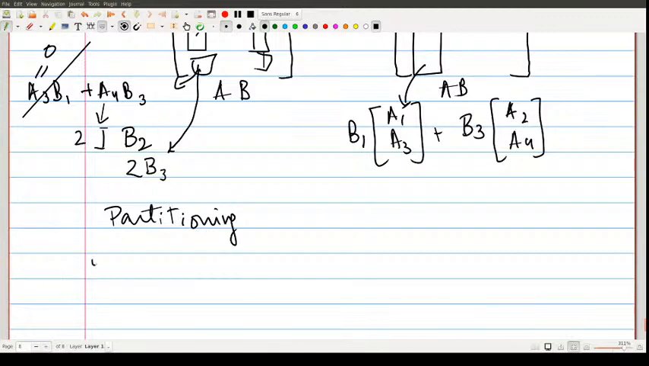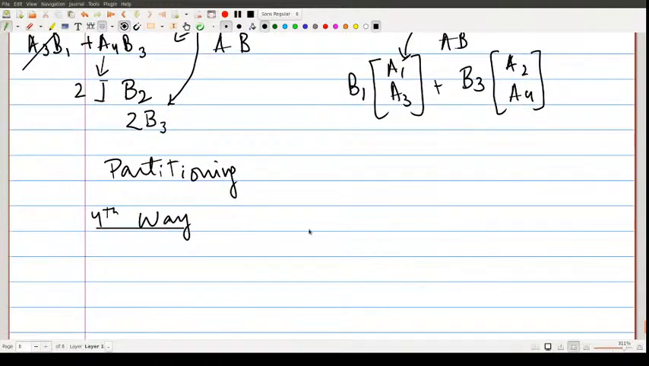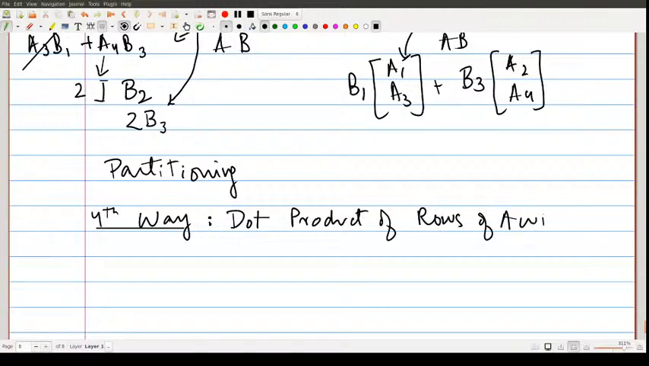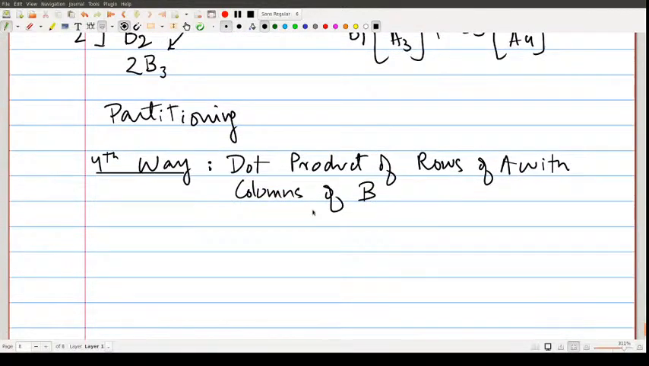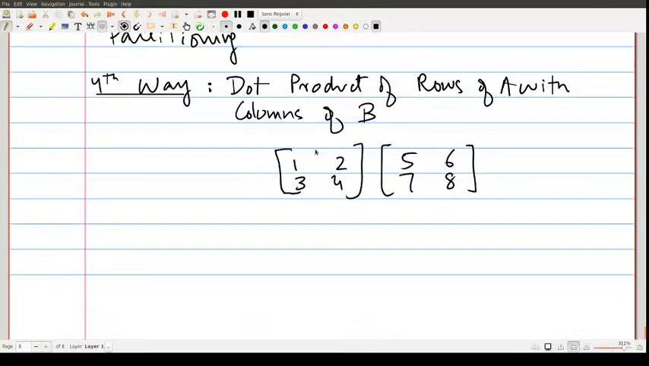And the fourth way is something that you already know, which is viewing it as the dot product of rows of A with columns of B. The way we do that is just look at this as 1, 2, 3, 4 and 5, 6, 7, 8, and so the first entry is going to be the dot product of the row of A with the column of B.